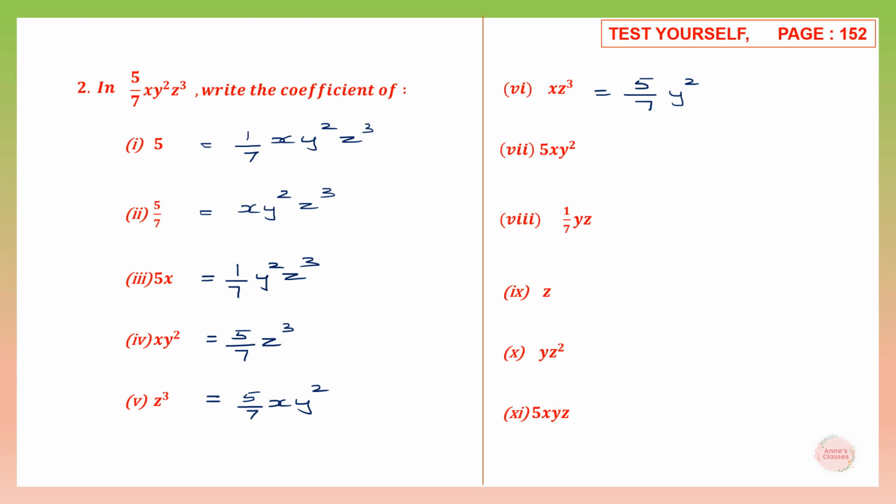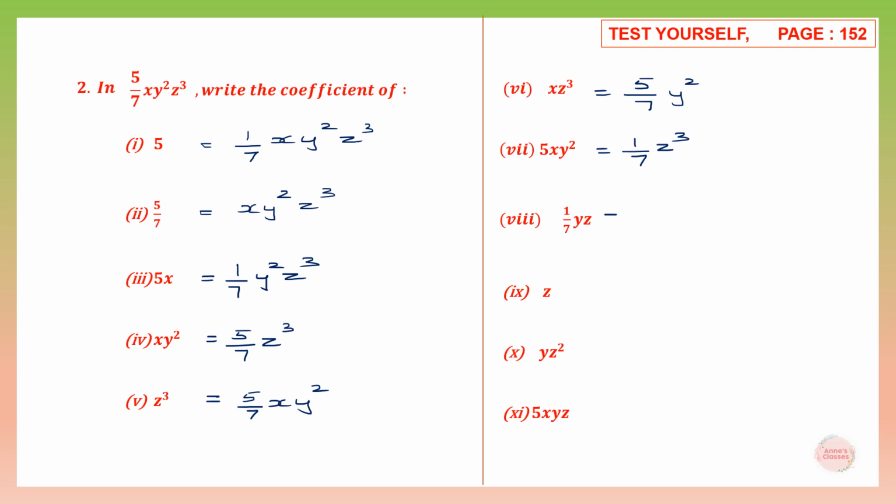So let's go on to the next one. So here 5 xy square. So let's write the question. 5 by 7 x y square z cube. Now we have to leave out 5 xy square. So let's take off 5 and x and y square. So in the place of 5, I'm going to put 1. So what's our answer? 1 by 7 z cube.